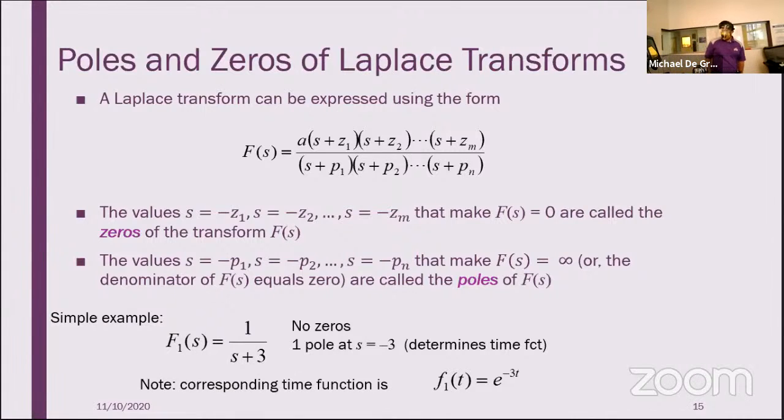So the values of s equal to negative z1, negative z2, all the way to negative z sub m make our Laplace transform equal to 0. If we make any of the numerator factors equal to 0, then the whole thing is equal to 0, and we call those the zeros of our Laplace transform. We're not going to go over why zeros are important, because that's a different class, but we're going to understand what they are.